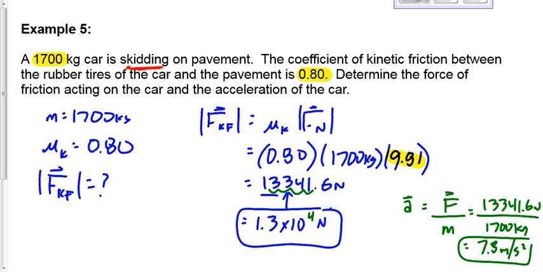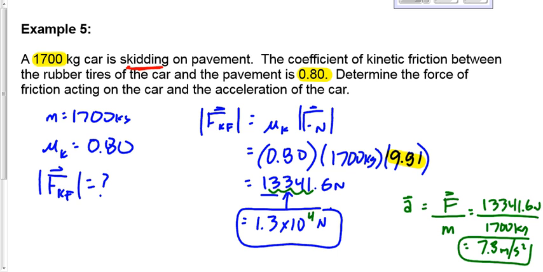Good? Almost. I missed something here. It's subtle, man, it's subtle, but the magnitude of the force of friction is 1.3 times 10 to the 4 newtons.